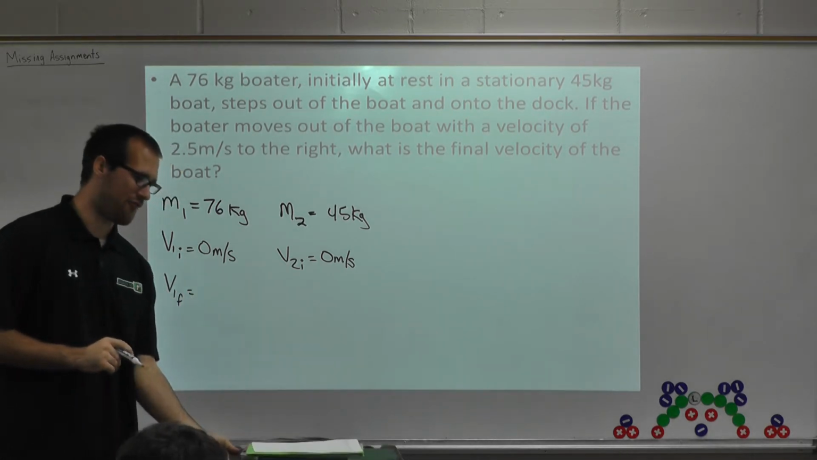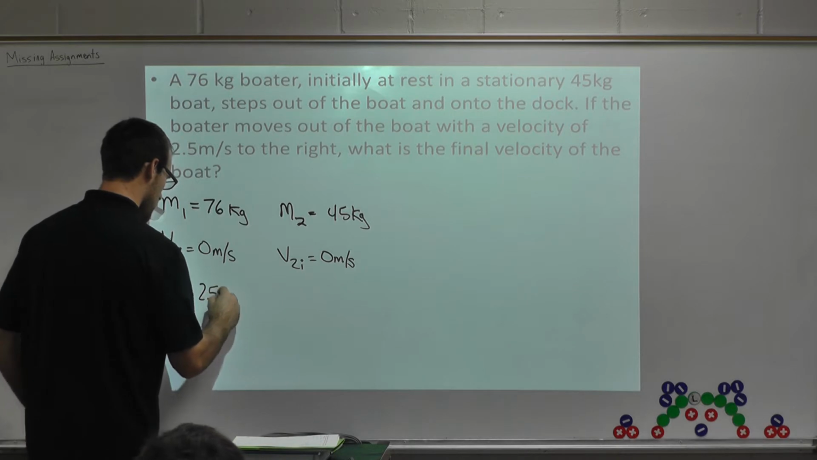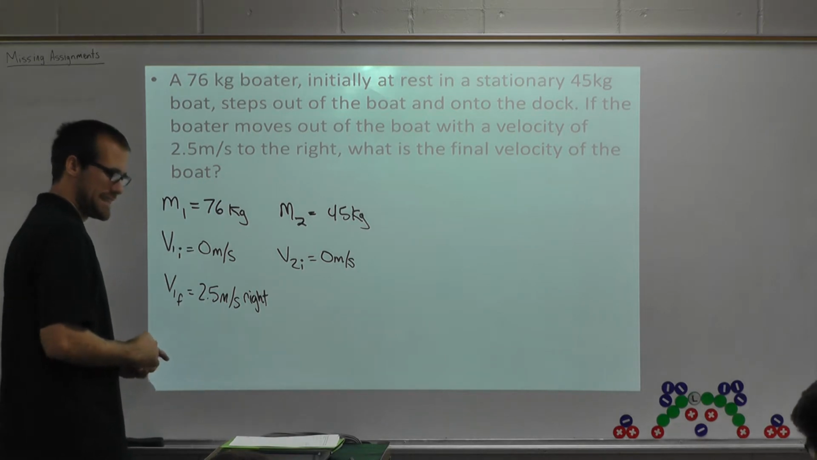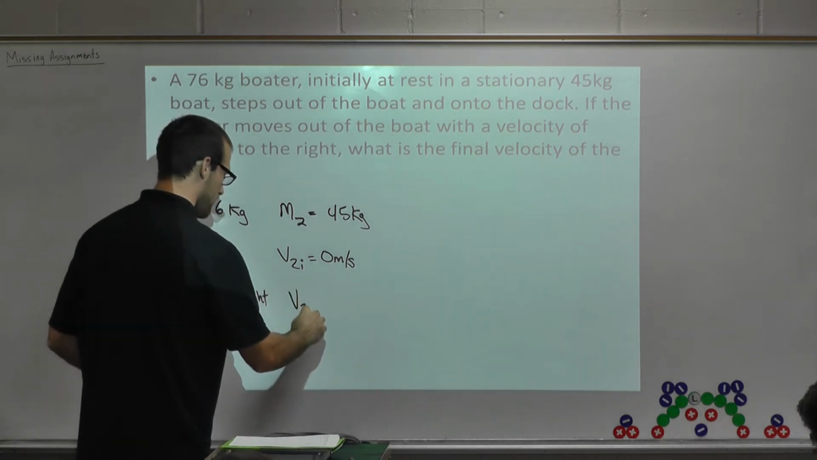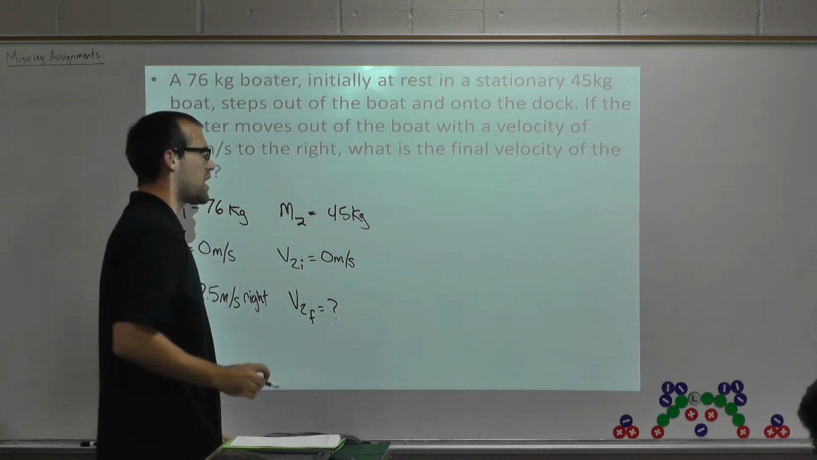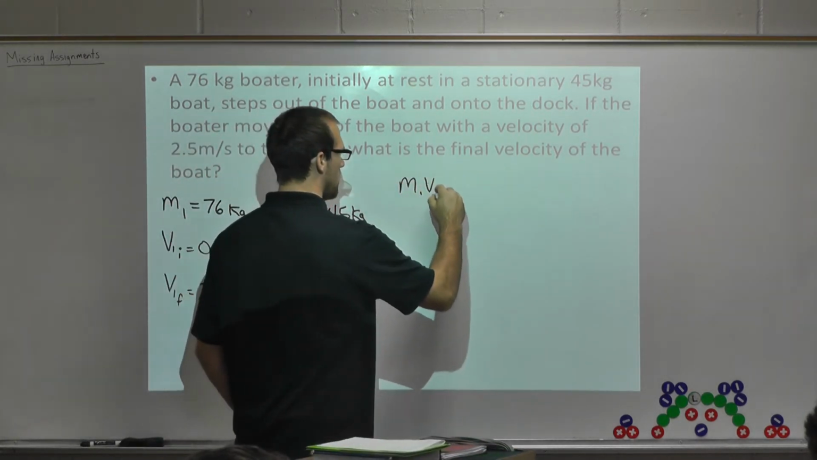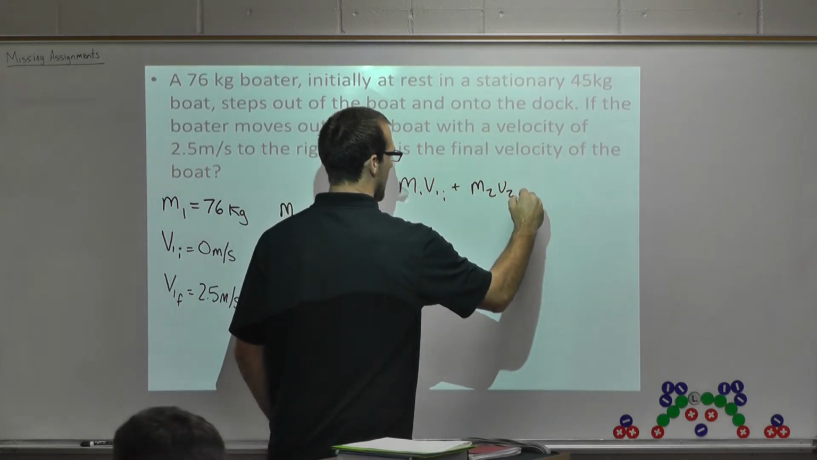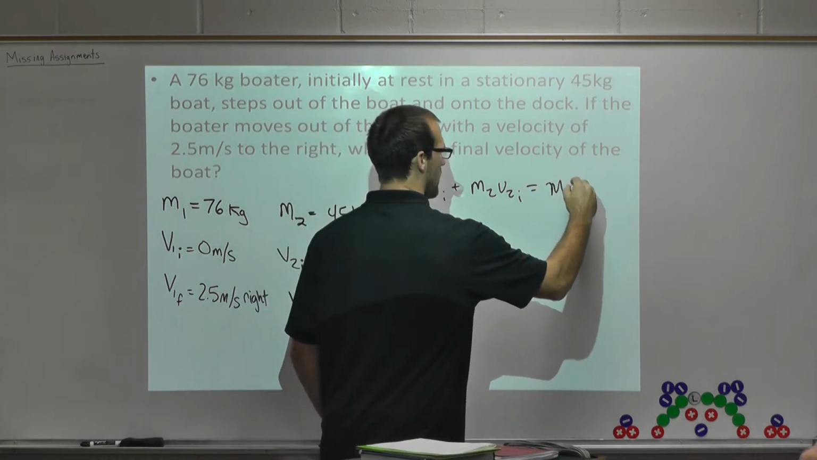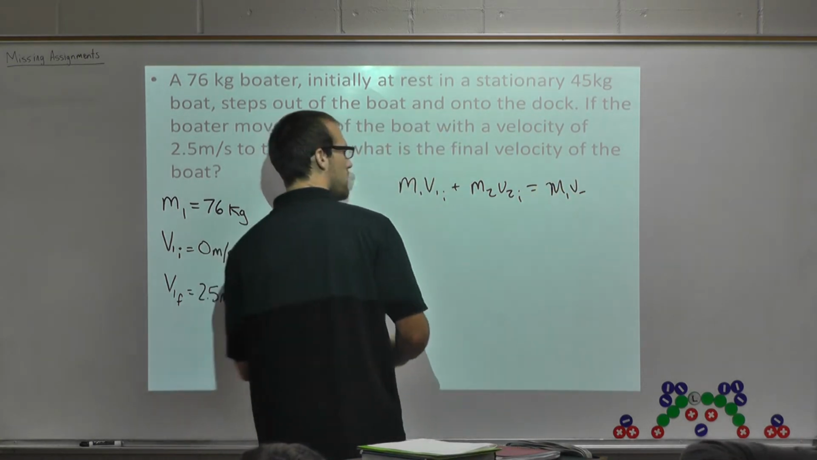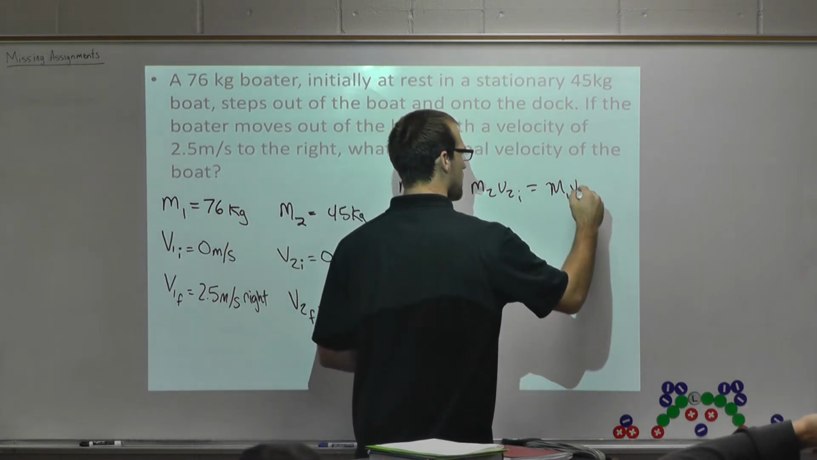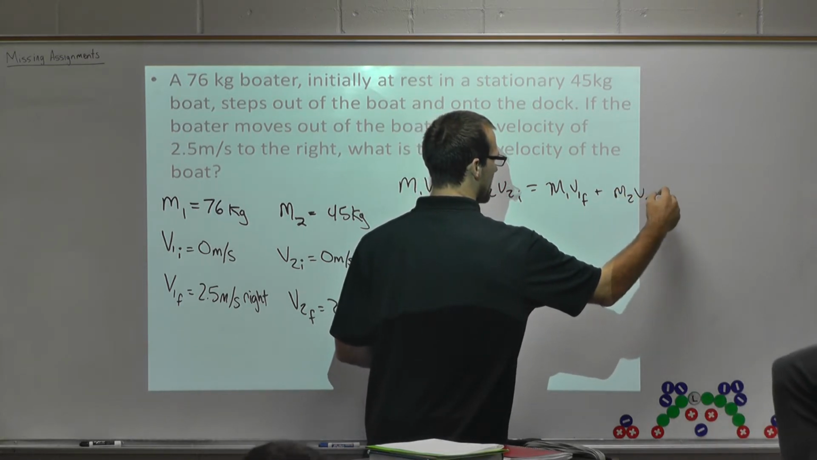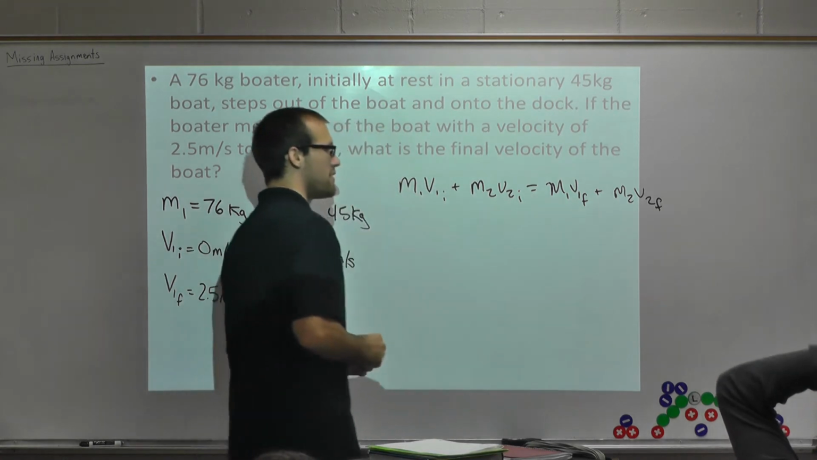B, 1F is what? 2.5. Yes, and it's a positive 2.5, because it's right. Do we need something for the velocity of the boat? So we've got M1 V1 initial plus M2 V2 initial equals M1 V1 final plus M2 V2 final. So there's 6 variables here. Yeah, but 4 of them go bye-bye.